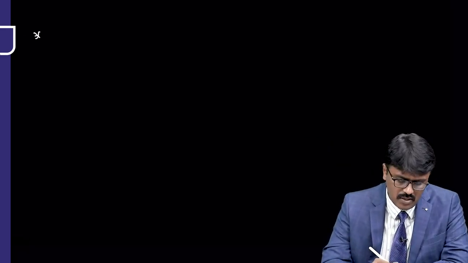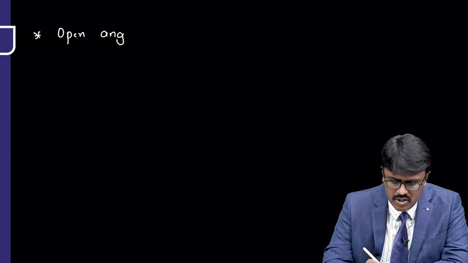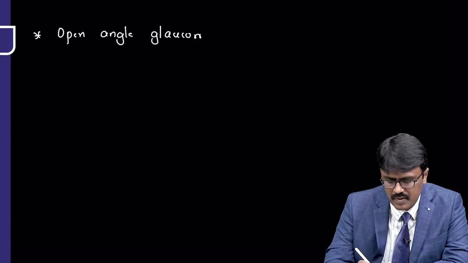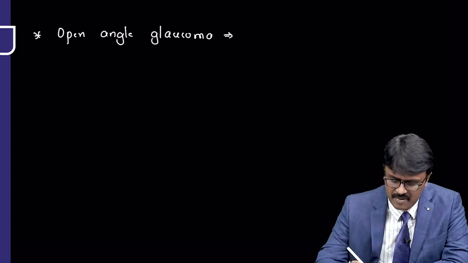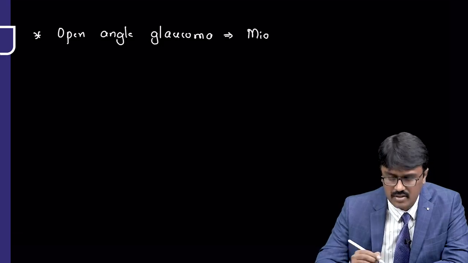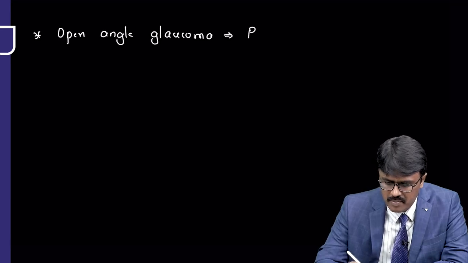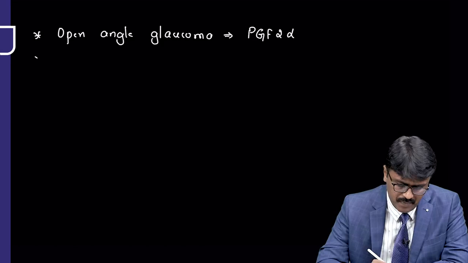Many times we come across this question: what is the drug used for open angle glaucoma? What is the first choice? Open angle glaucoma, the first choice of drugs, what is that? Are they miotics? Is it so? No. Can you take a guess? They are PGF2 alpha analogs, that is latanoprost, bimatoprost, travoprost.